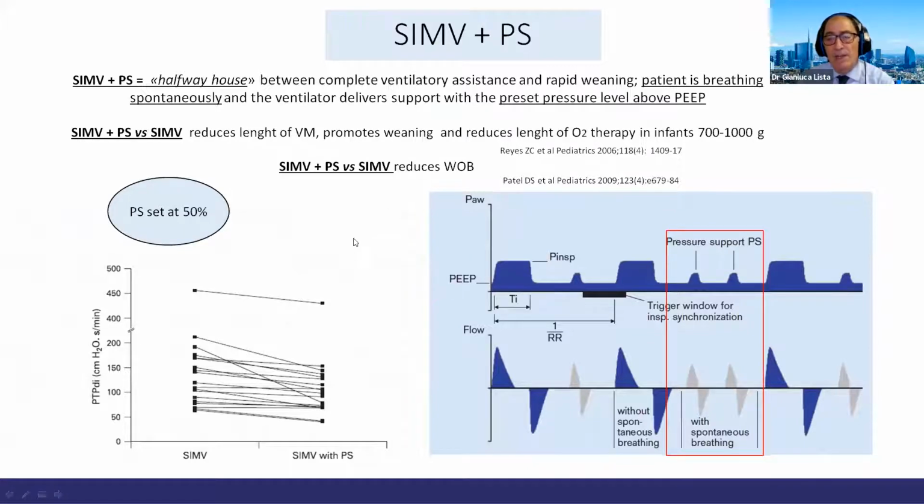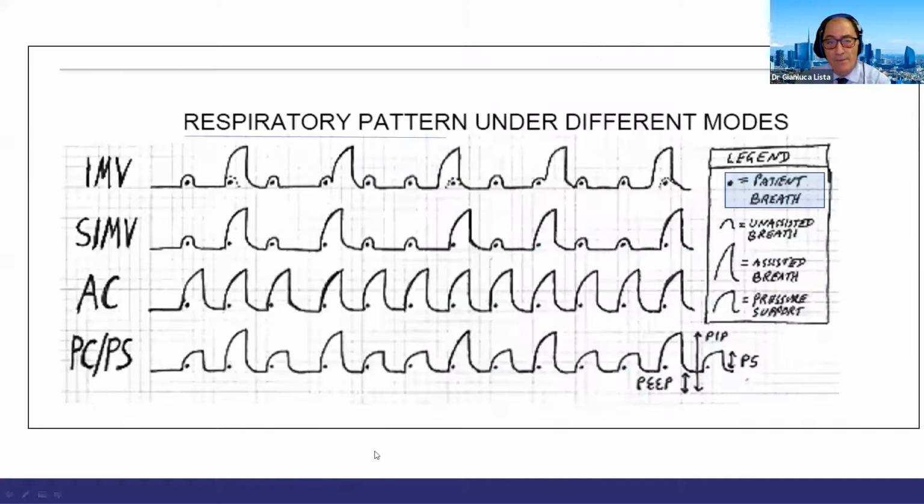In this modality of mechanical ventilation, the patient is breathing spontaneously, but the ventilator supports the spontaneous breathing with a preset pressure level above PEEP. How to calculate the pressure support at the beginning? You can use this formula: peak inflation pressure less the positive end expiratory pressure, divided by 2. This is the initial level of pressure support that you can set for the baby. Using the SIMV plus pressure support, you can reduce the work of breathing much more than SIMV alone.